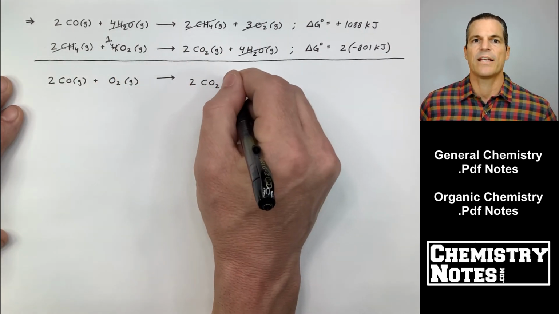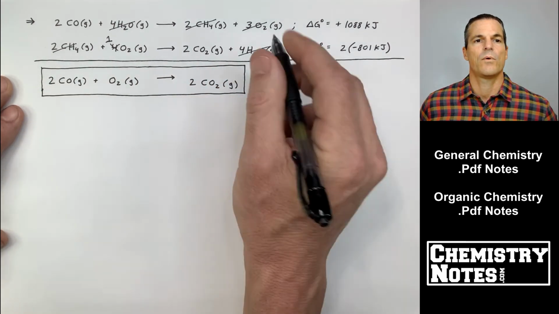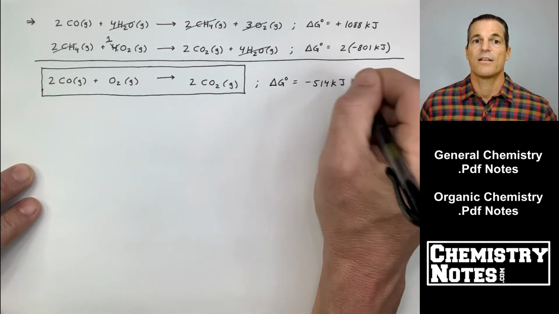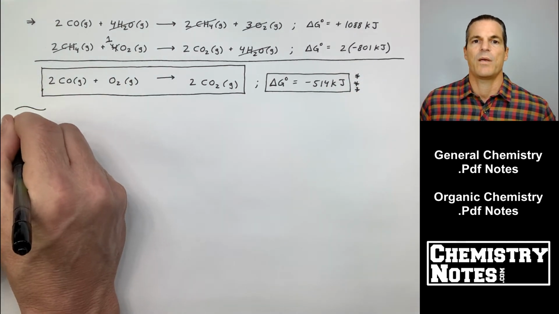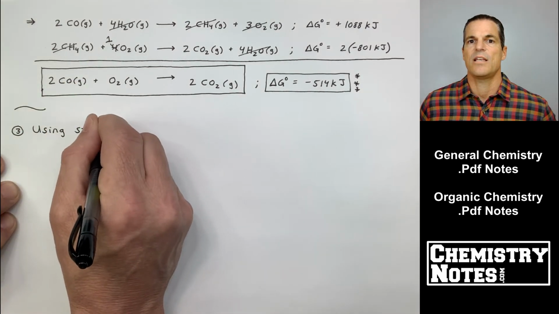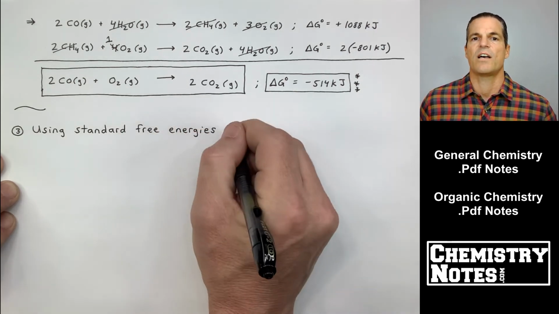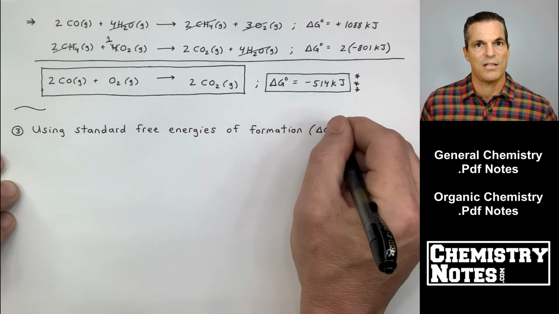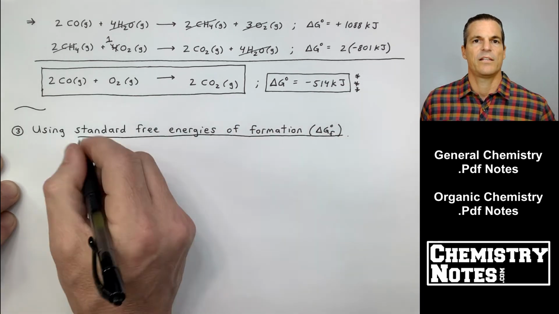Okay, cancel like terms, summarize what's left, and sure enough, I end up with 2CO gas plus O2 gas yields 2CO2 gas. That box right there is the same as the box halfway through the last page. So add those delta G's up, plus 1088 plus 2 times the negative 801 kilojoules gives me a delta G value of minus 514 kilojoules. So the reaction in the box is spontaneous in the forward direction. All right, that's the second way that we can calculate delta G.